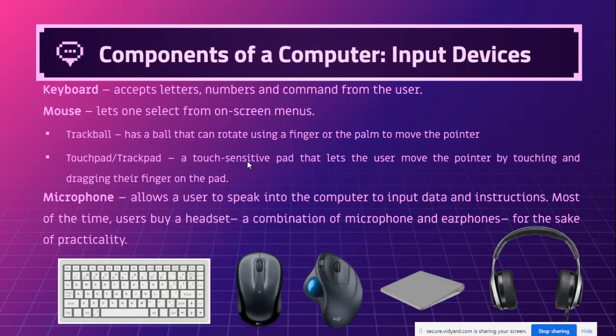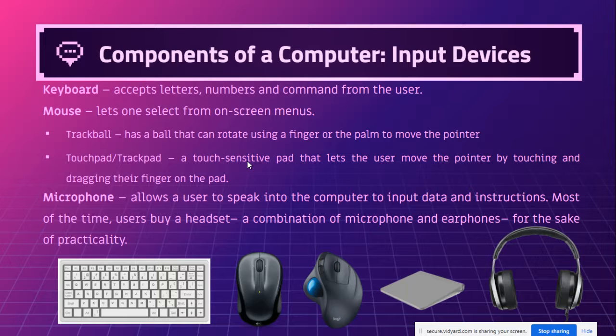So the components of a computer and input devices. Working with a computer would be ineffective if one does not interact with it because the machine cannot accept and receive instruction or deliver an output on its own. So using these input devices will help us use the computer and its great potential and capabilities. So first off is the keyboard. It accepts letters, numbers, and commands from the user. So this is where you can type your words. If you're, let's say, typing and searching for something in Google or writing a letter in Gmail, you will use your keyboard for that.